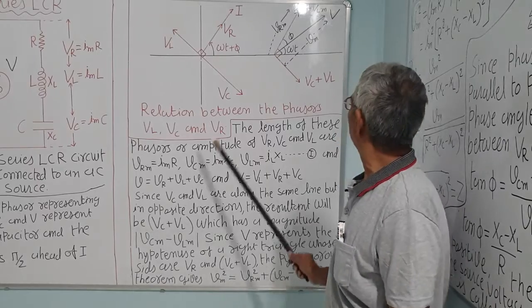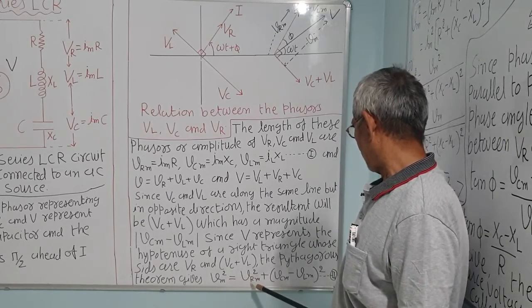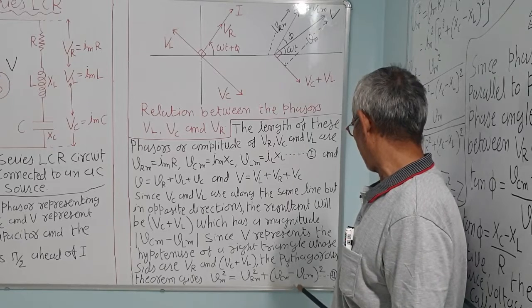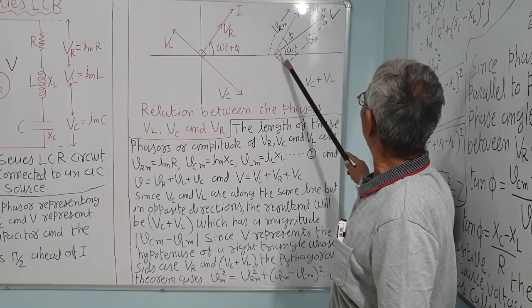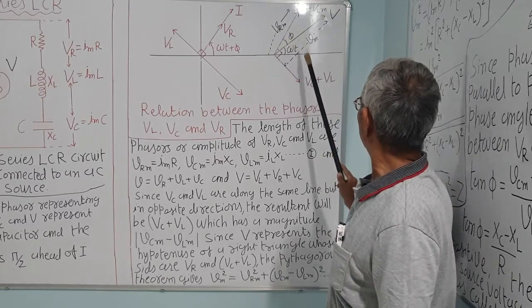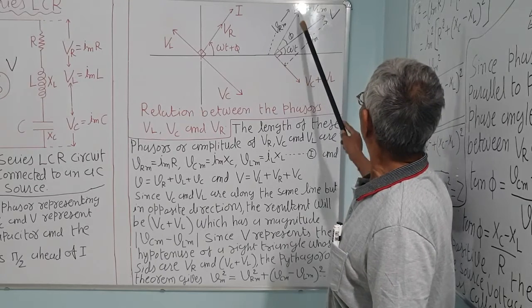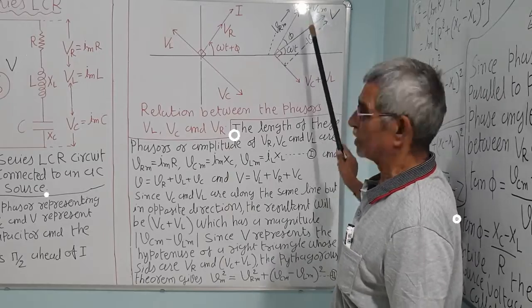Theorem that gives Vm square is equal to Vrm square plus (Vcm minus Vlm) square. This is the Pythagoras theorem: the hypotenuse square is equal to this side square plus this side square, that is Vrm square plus (Vcm minus Vlm) square. You can take this triangle also.